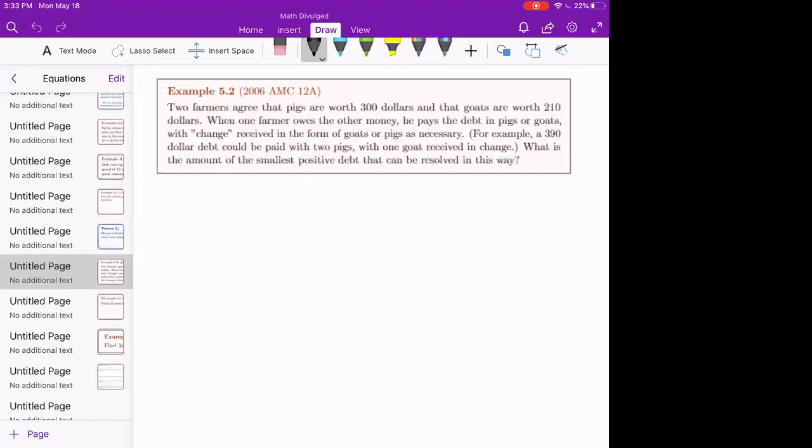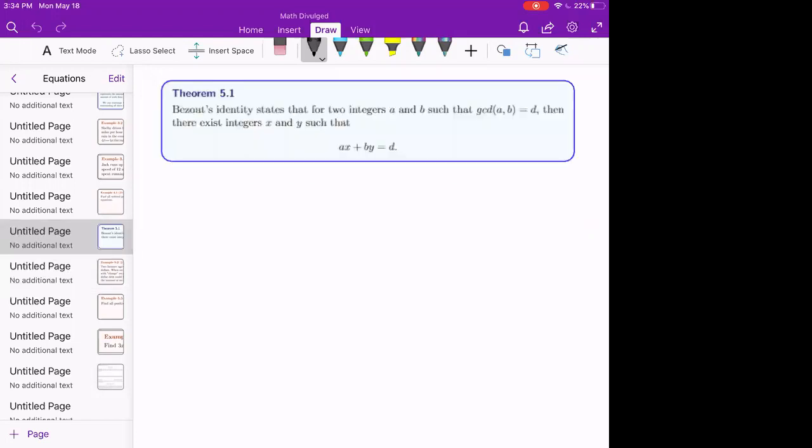And in order to prove this, we're going to take advantage of a number theory identity, which is this one. It's called Bezout's identity. I don't know how to pronounce it actually. But what I do know is that it states for two integers a and b such that the greatest common divisor of the two integers is some number d, then we can find two integers x and y that satisfy this equation here: ax plus by is equal to d.